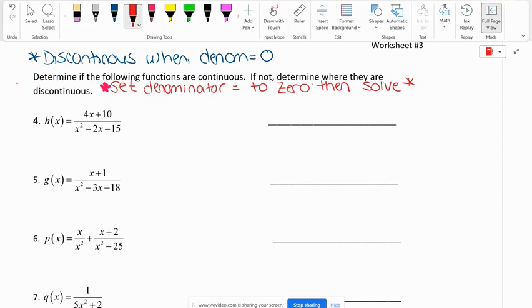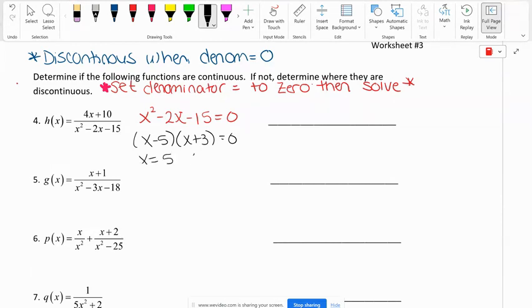Okay, let's do this. So I'm going to take x squared minus 2x minus 15. I'm going to set it equal to 0. For me to solve when it equals 0, what should I do? What do I have to do to x squared minus 2x minus 15? We need to factor. So this is an x minus 5, and this is an x plus 3. So what do we end up with? x equals 5 and x equals -3.